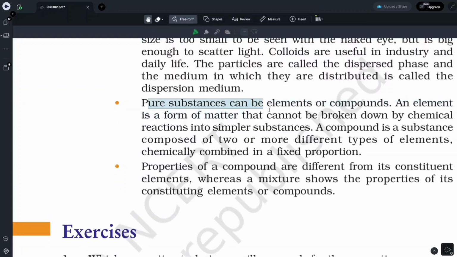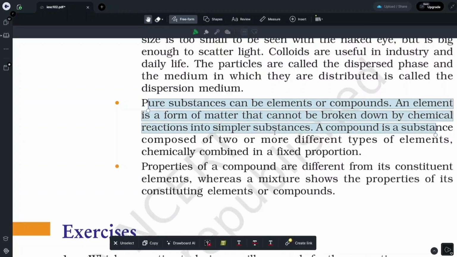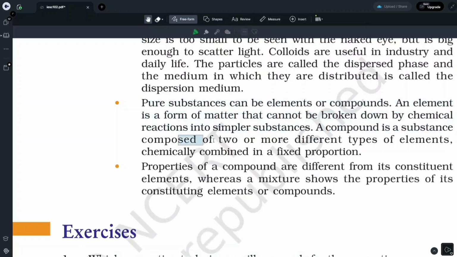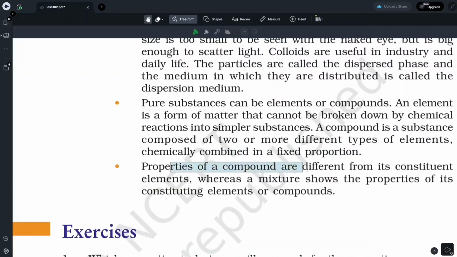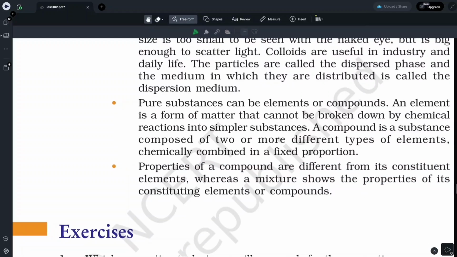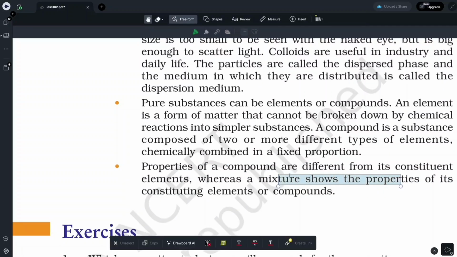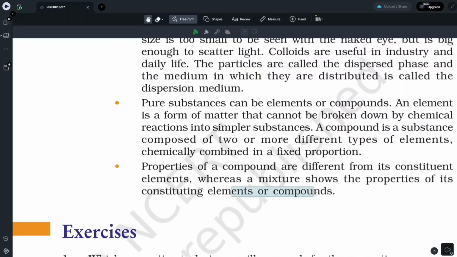Pure substances can be elements or compounds. An element is a pure form of matter that cannot be broken down by chemical reactions into simpler substances. A compound is a substance composed of two or more different types of elements chemically combined in a fixed proportion. Properties of a compound are different from its constituent elements, whereas a mixture shows the properties of its constituent elements or compounds.